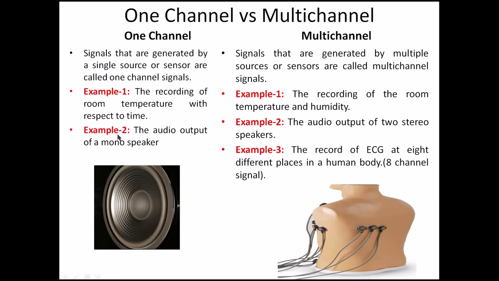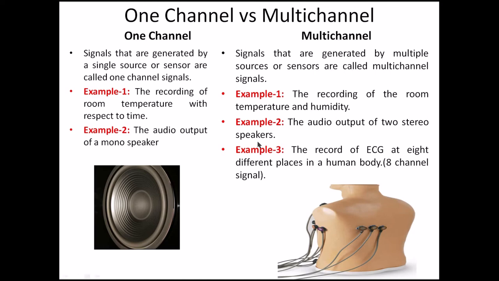Now one more example under one channel is the audio output of a mono speaker. As you can see on the screen, this is a mono speaker. So the audio output of this mono speaker is a one channel signal. The audio output of two stereo speakers is an example of a multi-channel signal.